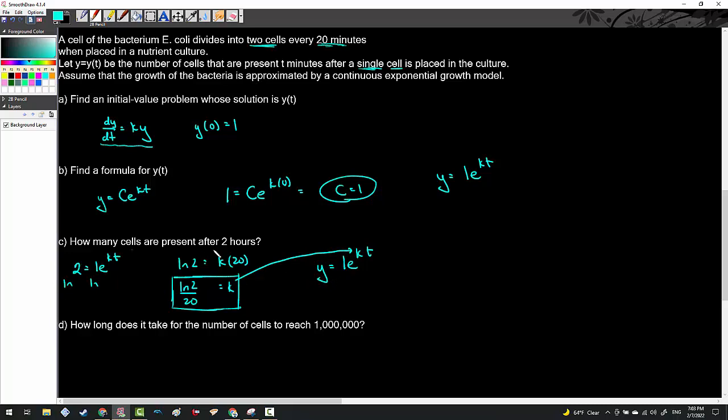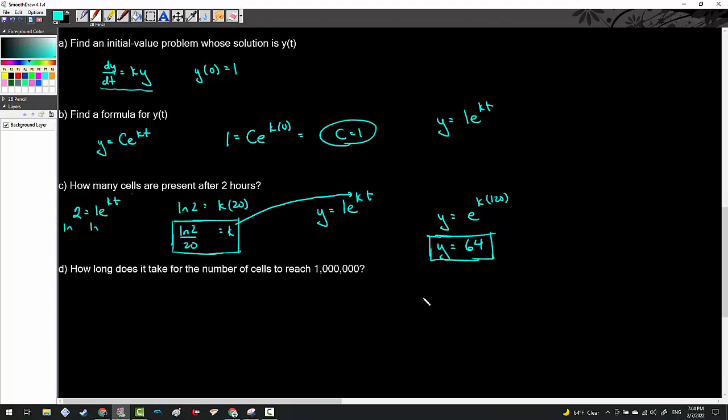So in order to find out how many cells are present after 2 hours, I've got to make sure that I'm very clear. My time interval is actually in minutes, so I'm not going to plug in 2 for t. I'm going to plug in e to the k times 120 minutes. And so 120 is going to multiply by this thing, and I'm going to raise e to it. At the end of the day, after all that's calculated, I'm going to have 64 bacteria present after 2 hours. So that should take care of part C.